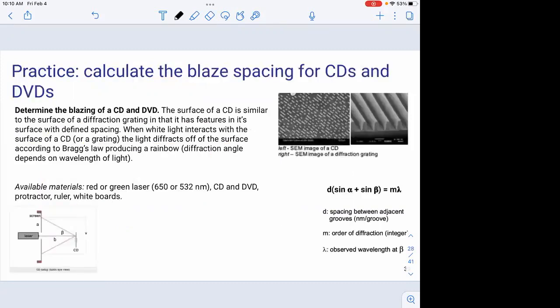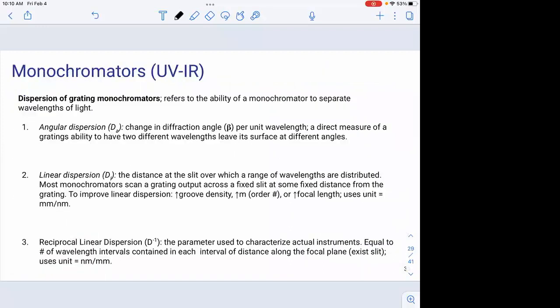You can certainly do this activity if you like, but I won't discuss it here. I do want to talk about some characteristics of monochromators. So basically, we should talk about how good a monochromator is at separating wavelengths of light. And so let me draw a picture.